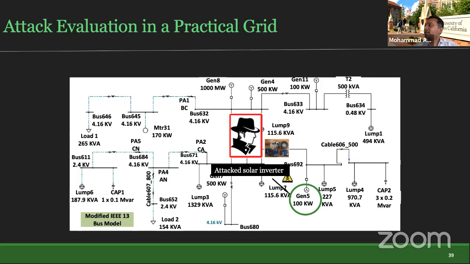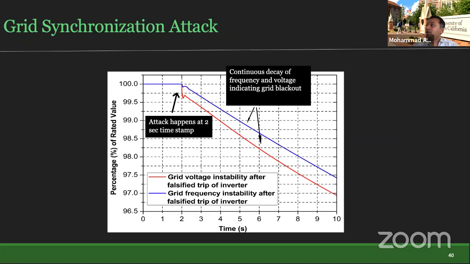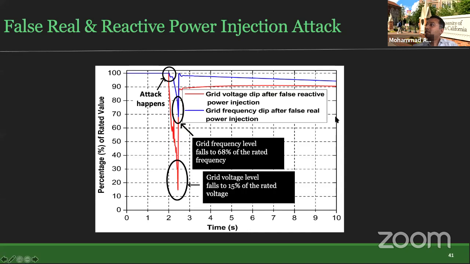As one example, we later simulated a large grid. This was the IEEE 13 bus. Here we use this 100 kilowatt generator or inverter. I showed you one of these inverters before, the real 100 kilowatt hardware. If you simulate this, because it's not possible to really run it, you will see here that at 2 seconds I start the attack. And in less than 8 seconds, I can reduce the rated value by more than 15%.